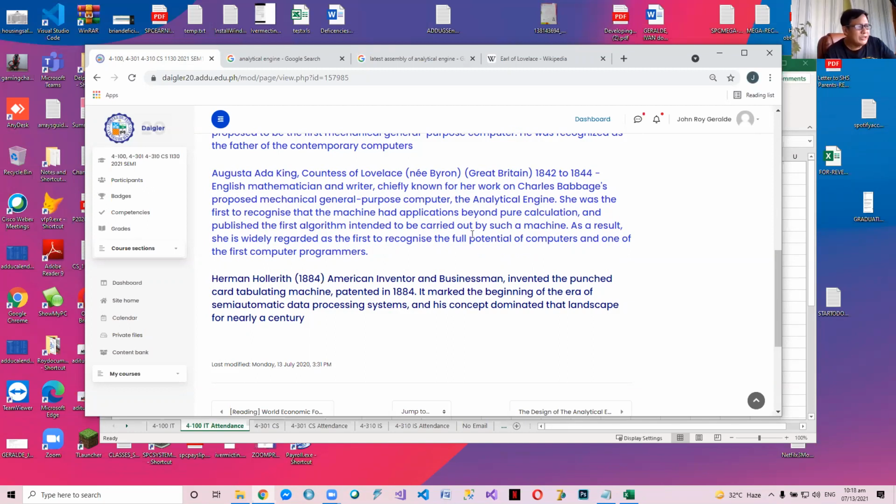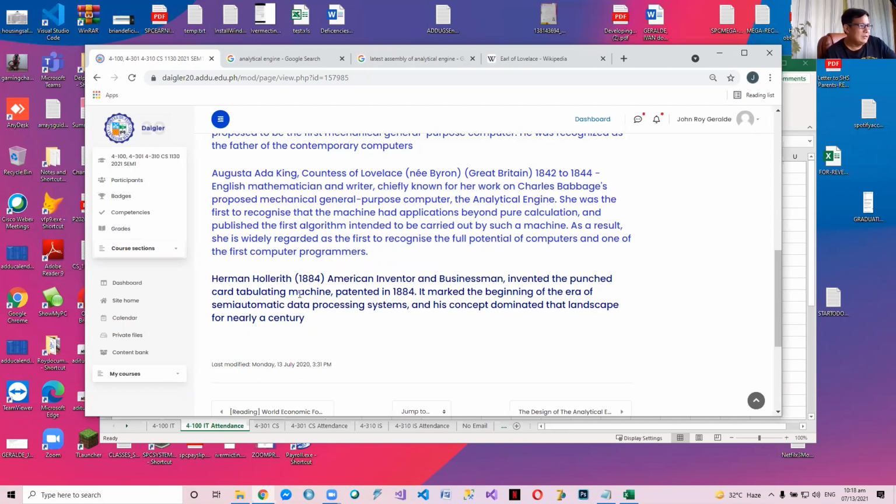But the census takes a very long time, so they needed a recording device. They made an invention after Jacquard's loom, by Herman Hollerith, based on punch cards. It's called the punch card tabulating machine, patented in 1884.